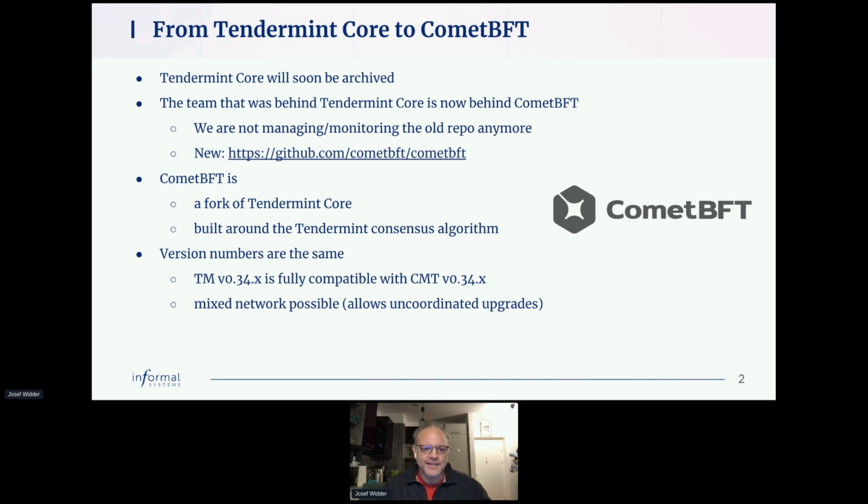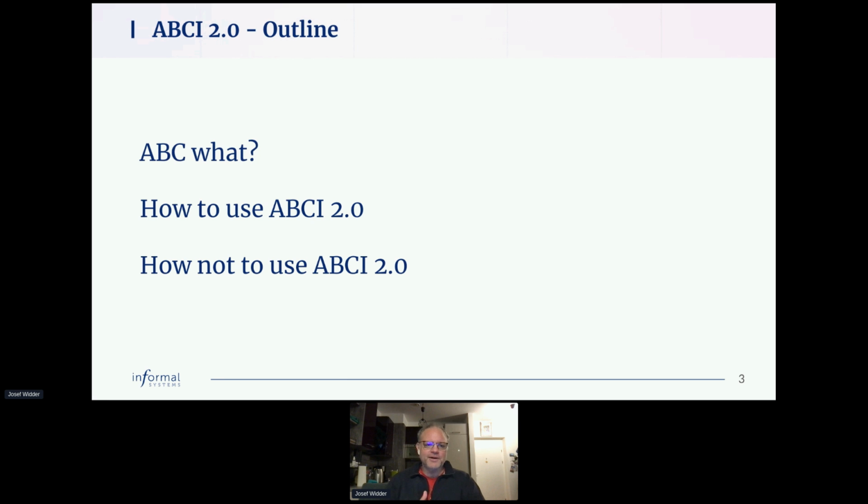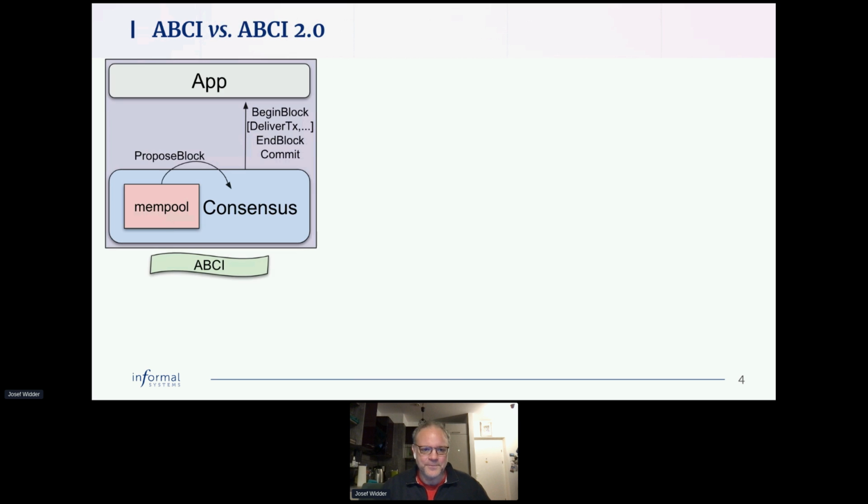CometBFT is a fork of Tendermint Core. It's built around the Tendermint consensus algorithm, and we try to have maximum compatibility. The version numbers are compatible, and we are also allowing mixed networks. So this is the current situation, and this is where you're going to find all the work I'm going to talk about today. I'm going to talk about ABCI 2.0, give you a little bit of an idea of what it is, how you can use it, how you should not use it, and then wrap it up. I only have 10 minutes, and I started a little bit late, but we'll manage to get there.